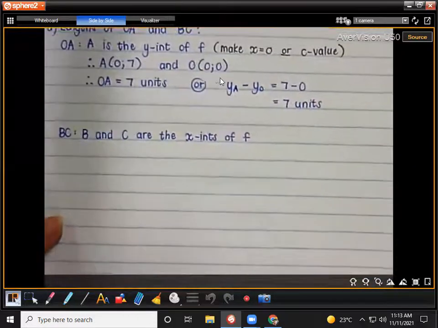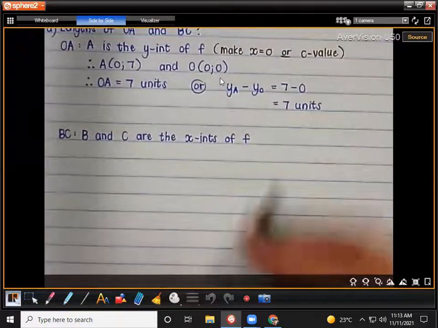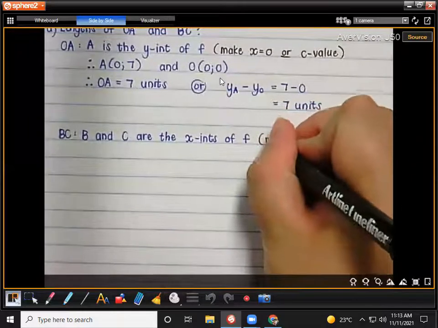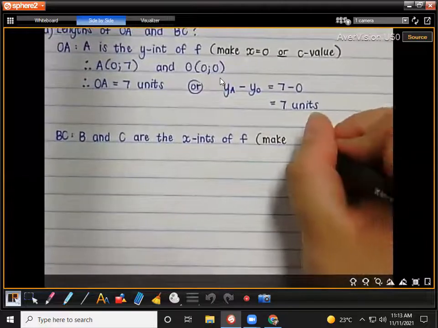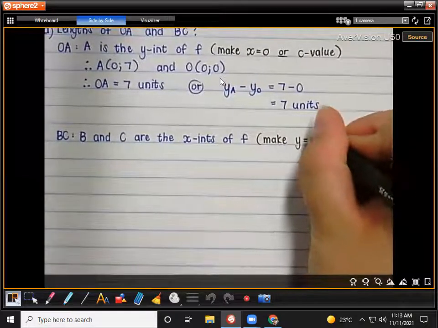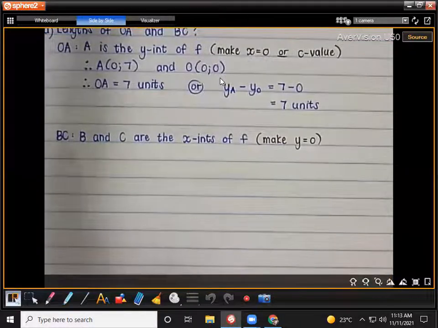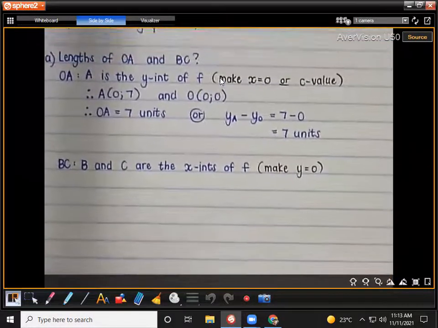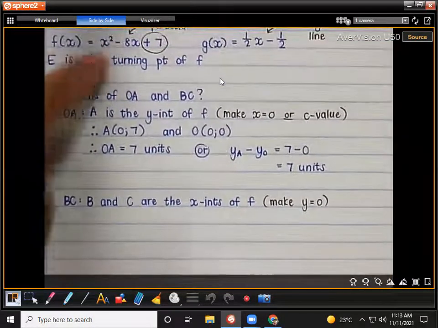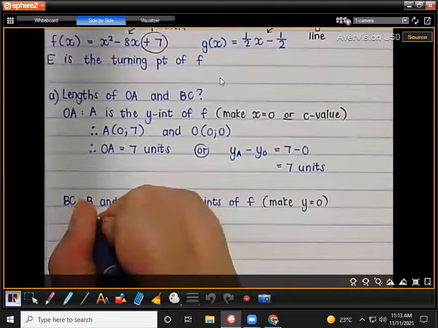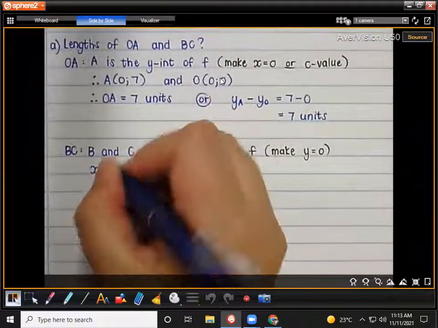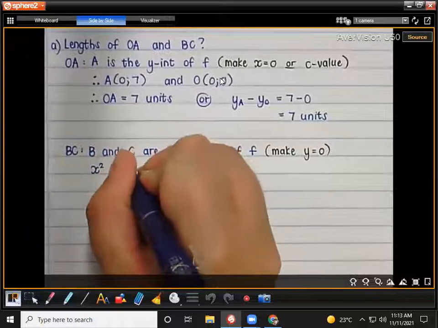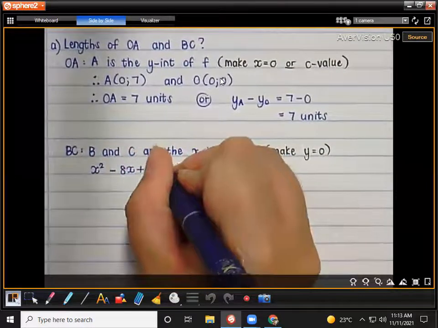Let's figure out the roots and then just combine. That is what I'm going to do now. X-intercepts, roots, same thing. So they gave us the equation, right? x squared minus 8x plus 7. So we're going to do that. x squared minus 8x plus 7 equal to 0.